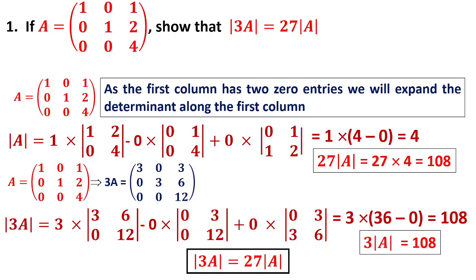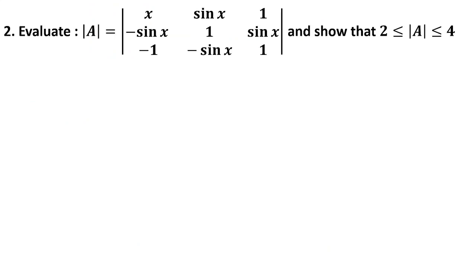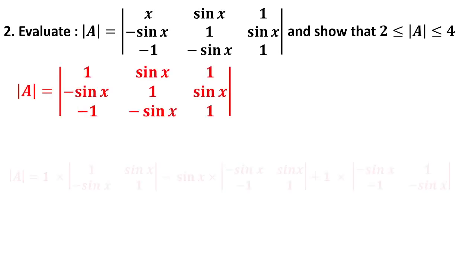Why is it happening like that? Because 3 will come out from all the elements, therefore 3 cube, it will become 27. Anyway, now let us go to the next question, where a determinant is given as a problem involving trigonometric functions. We have to show that the value of the determinant lies between 2 and 4 after expanding. Let us try to expand it now.